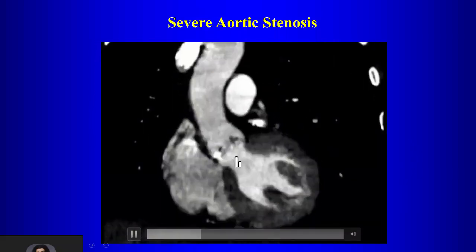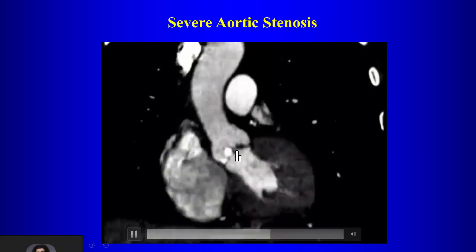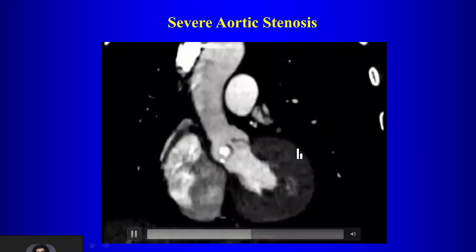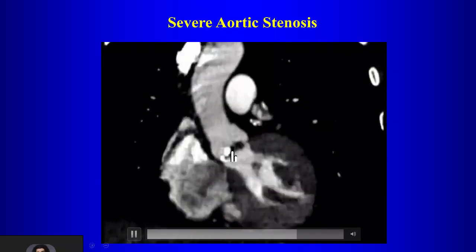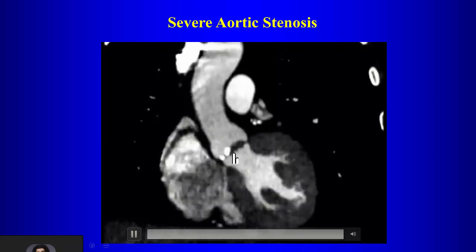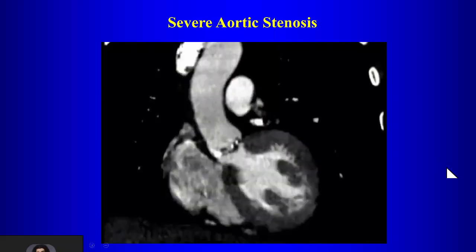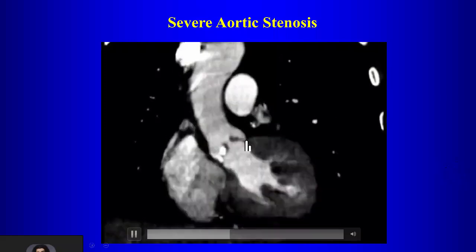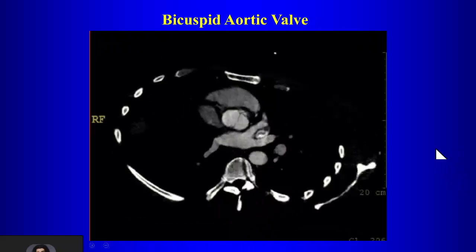And then here's a coronal view also showing you the aortic valve is thickened. You can see the left ventricle is also thickened. Calcifications of the aortic valve. And you can see it's quite not opening all the way. You can tell that even on this ascending aorta view of the aortic valve.